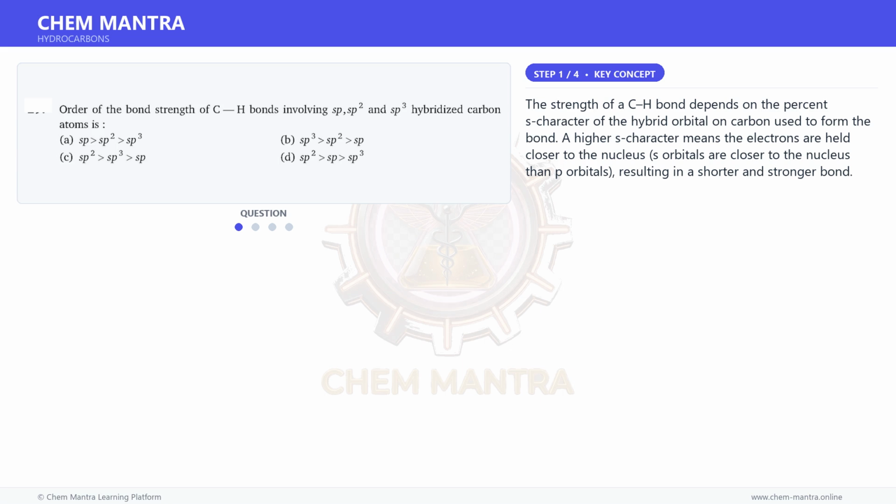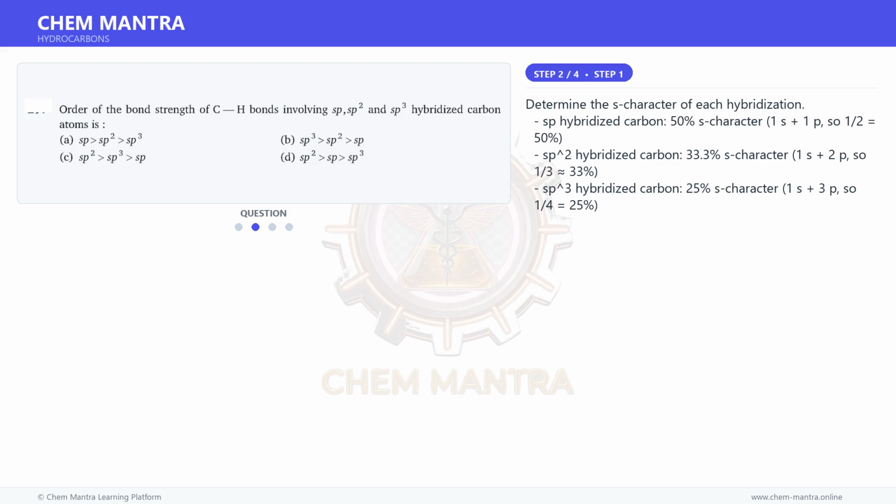the bond. A higher S character means the electrons are held closer to the nucleus. S orbitals are closer to the nucleus than p orbitals, resulting in a shorter and stronger bond. Moving on to the next step. Determine the S character of each hybridization.